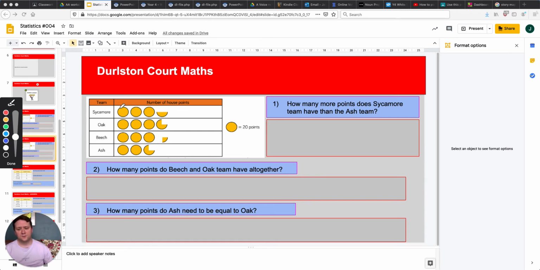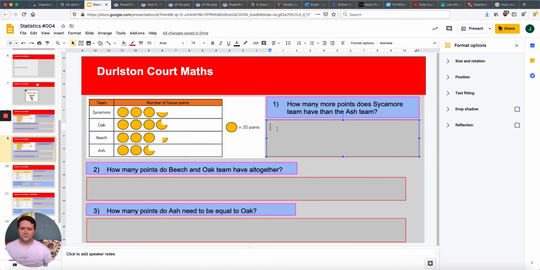So we know Sycamore had 70 and Ash had 55. So if we do 70 subtract 55, we will know the difference. So the difference there is 15. So I'm going to type that into the box here. So Sycamore team have 15 more points than Ash.